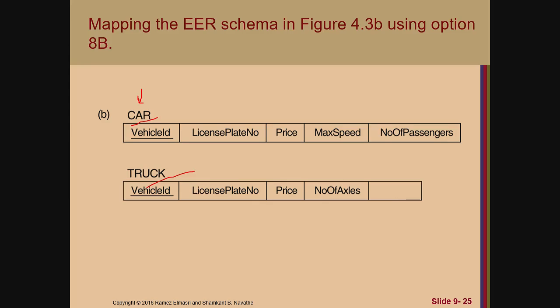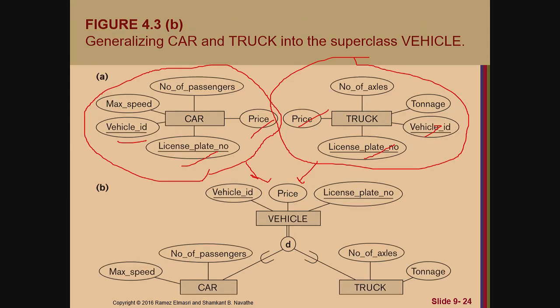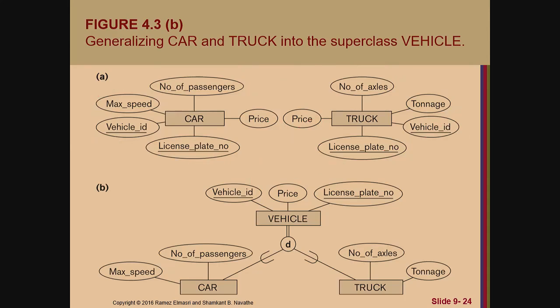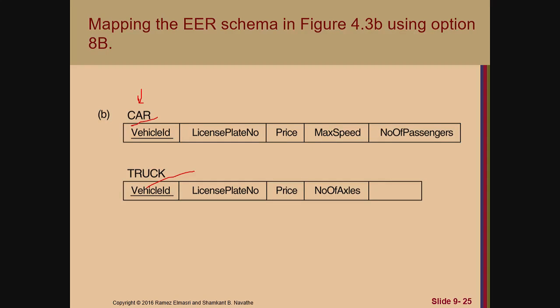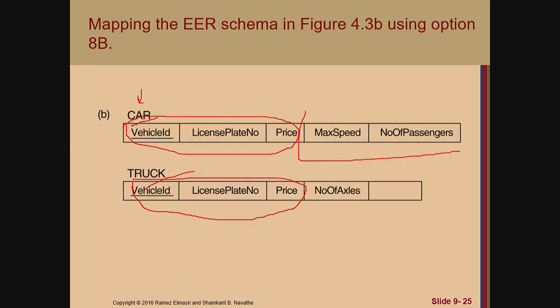From the superclass, you can see that we have vehicle, a minute. Here, vehicle ID, price and license plate, right? So we use the superclass here and combine them together with the attributes of the subclass. This is from subclass. This is from subclass.